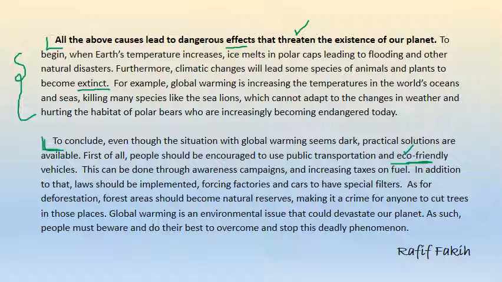As for deforestation, forest areas should become natural reserves, making it a crime for anyone to cut trees in those places. Global warming is an environmental issue that could devastate our planet. As such, people must beware and do their best to overcome and stop this deadly phenomenon.